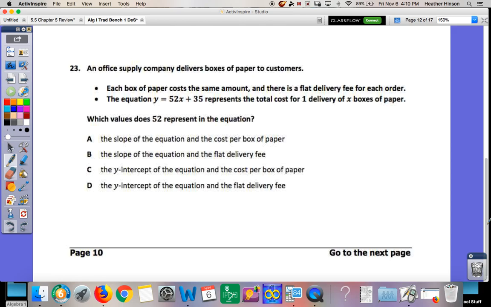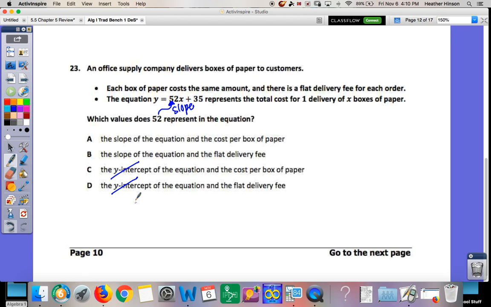23. An office supply company delivers boxes of papers to customers. Each box of paper costs the same amount, and there's a flat fee delivery for each order. The equation y equals 52x plus 35 represents the total cost for one delivery of x boxes of paper. What does 52 represent in this equation? Where is 52 in your equation? In place of slope or in place of y-intercept? That is your slope. So just knowing that, we can already mark off C and D.